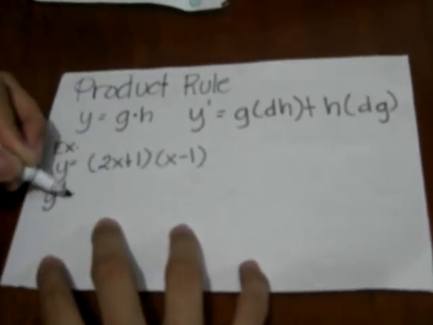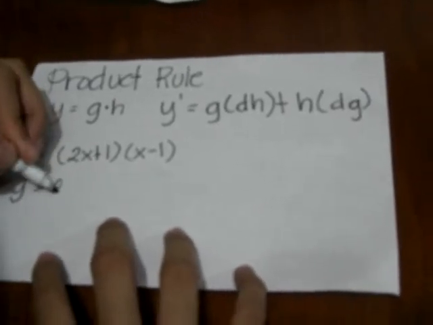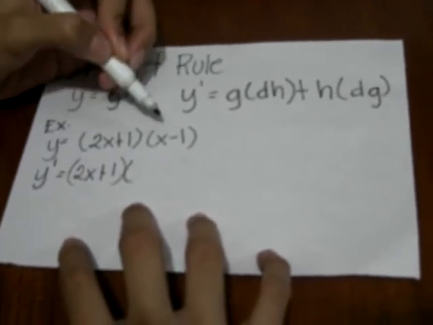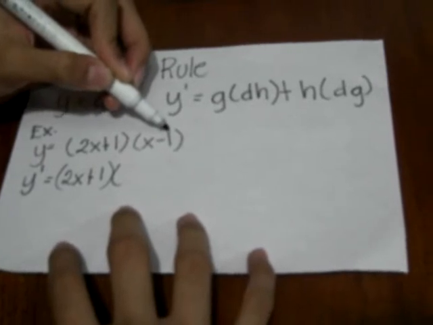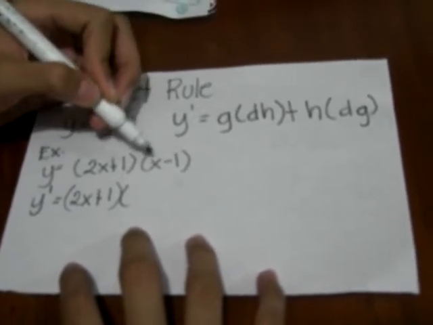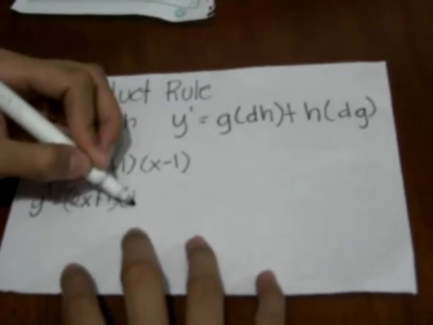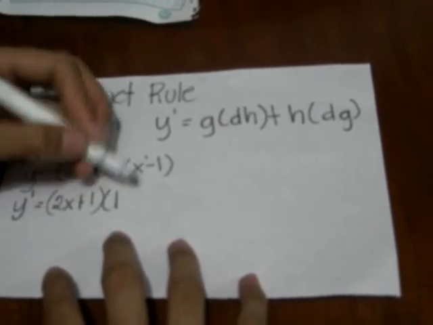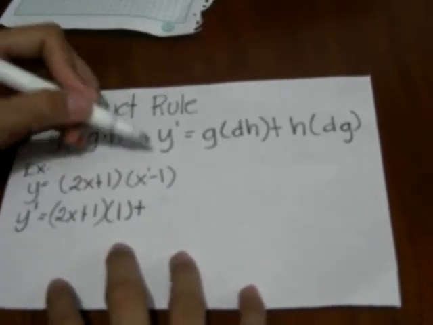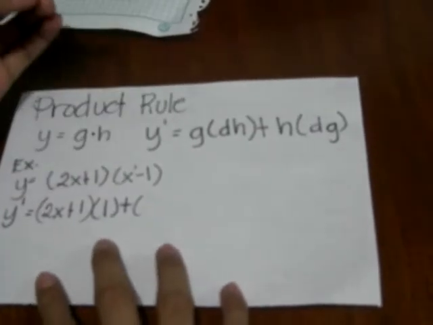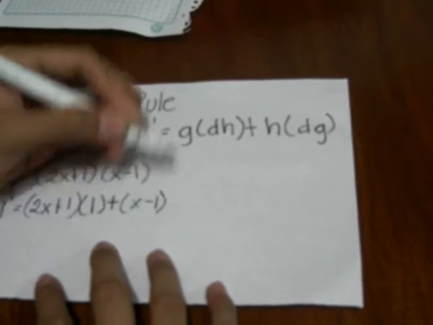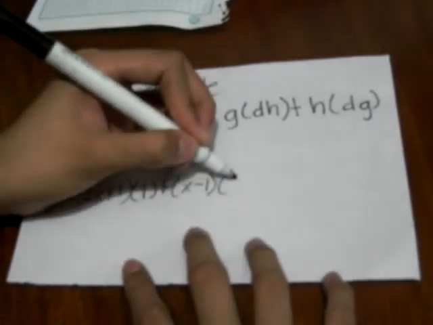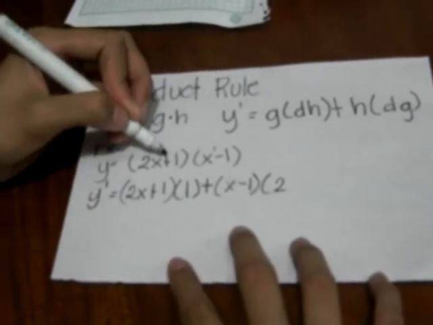So in finding its derivative, 2x plus 1 times the derivative of x minus 1. Since 1's derivative is already 0, x has a derivative of 1. We will make it a whole number, 1. Plus this second variable, x minus 1, times the derivative of 2x plus 1. So 1, 2, and this is already 0.